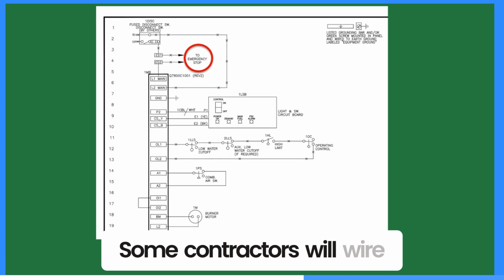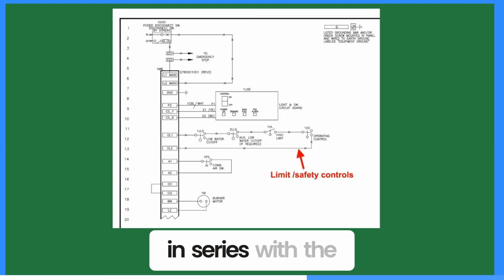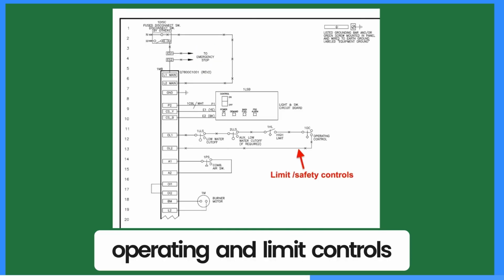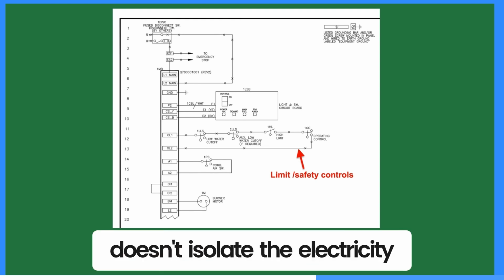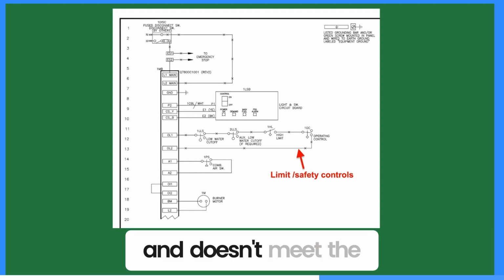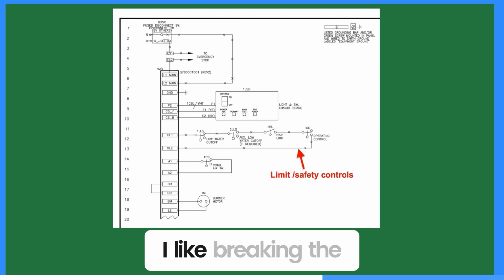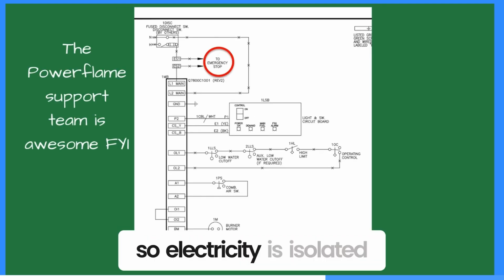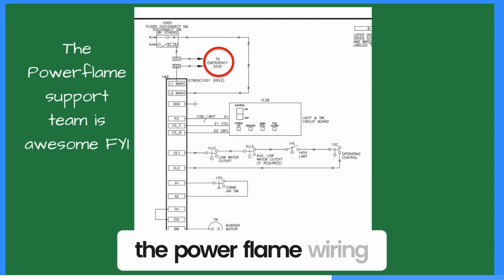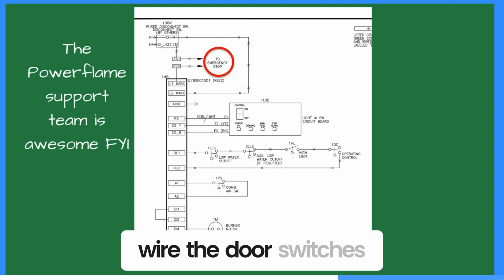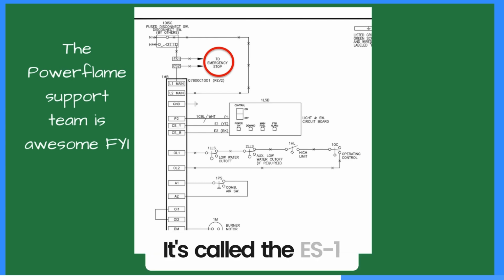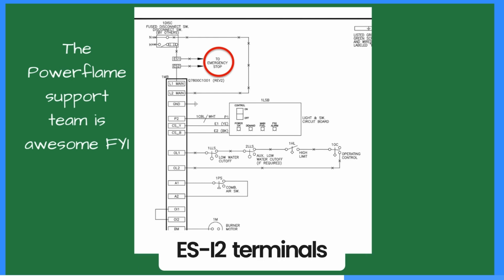Some contractors will wire the door switch in series with the operating and limit controls. While this will shut off the burner, it doesn't isolate the electricity on the boiler and doesn't meet the code. I like breaking the power to the boiler so electricity is isolated. If you look at the power flame wiring diagram, you will see a place where you can wire the door switches. It's called the ES1 and ES2 terminals.